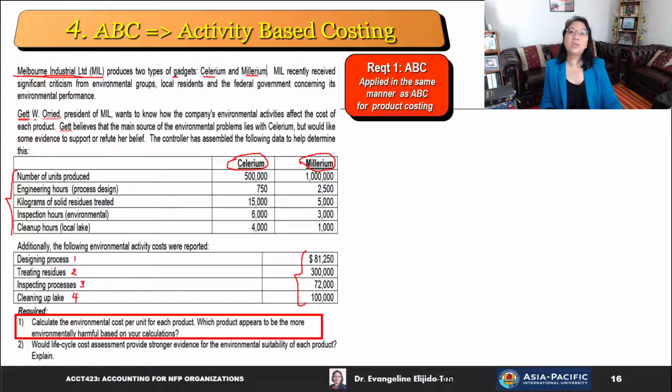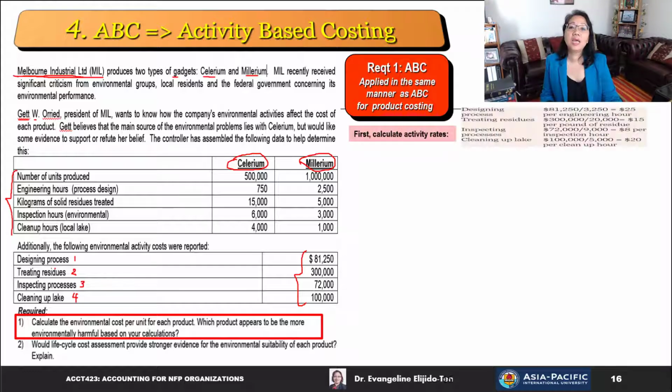So the first step is to calculate the activity rates. These are the activities, 1, 2, 3, 4. These are their costs. And what we need to know before we can calculate the activity rates is which are the activity drivers. So what do you think drives designing process? Well, it looks like engineering hours has to do with process design, isn't it? So we have to use a little bit of common sense here, even if it is not given. The activity driver for designing process must be the engineering hours.